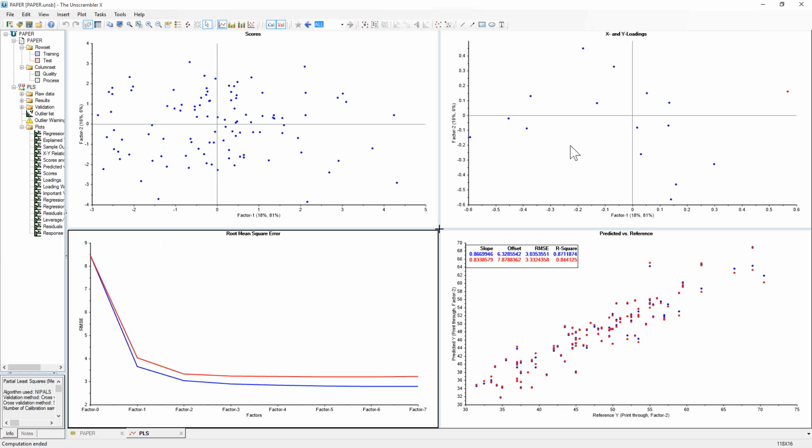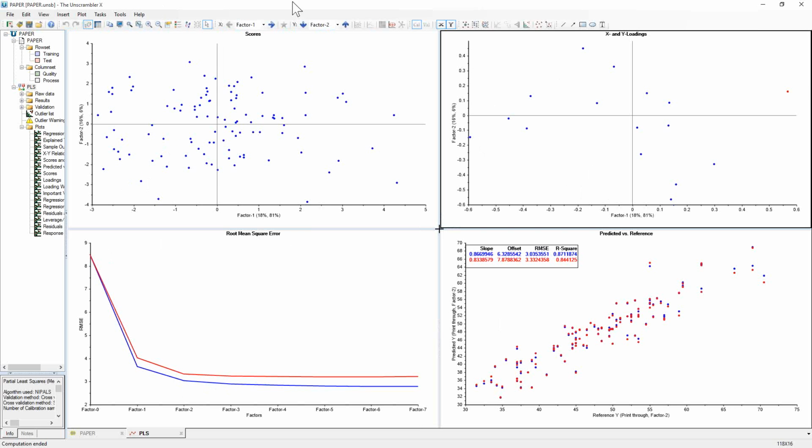So the next thing we want to look at is going to be our loadings. And I'm just going to go up here and show my labels. And we can see that in this loadings plot, print through, the red dot, is the thing that we are trying to predict. And the blue dots here are all of the original variables that we were looking at. And so we can take a look to see which ones are important for predicting print through. One way to do that is just to look at your loadings this way.